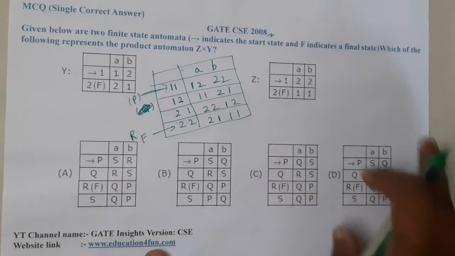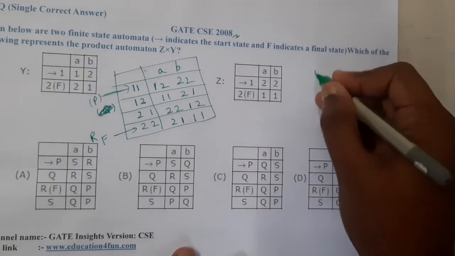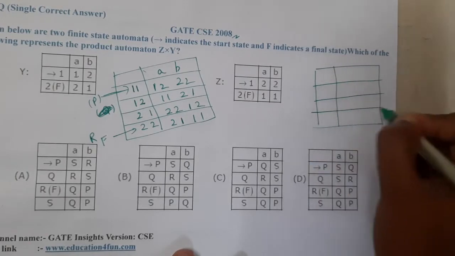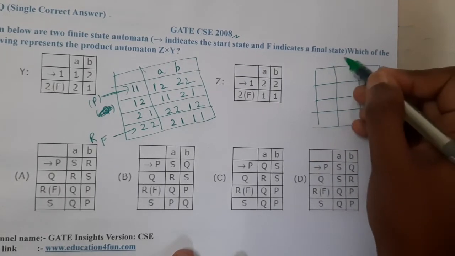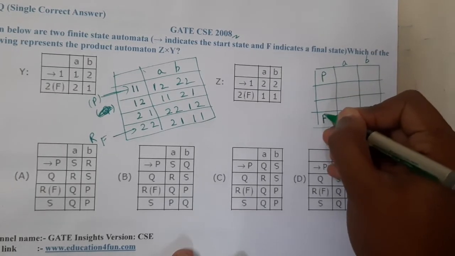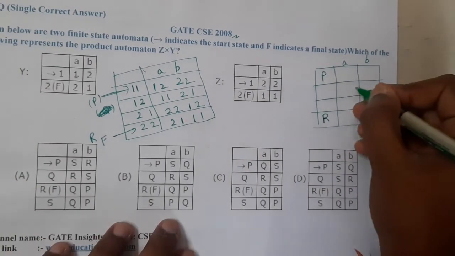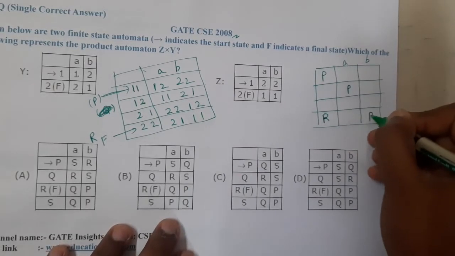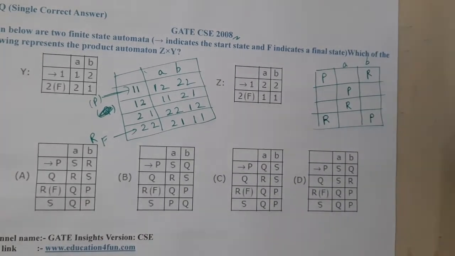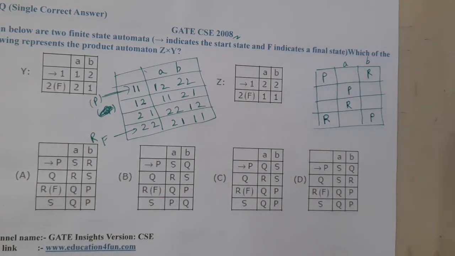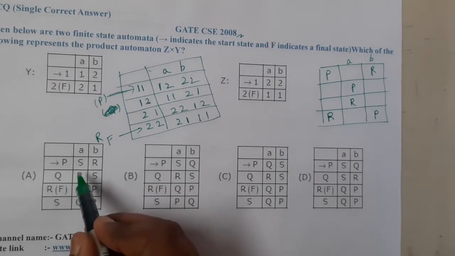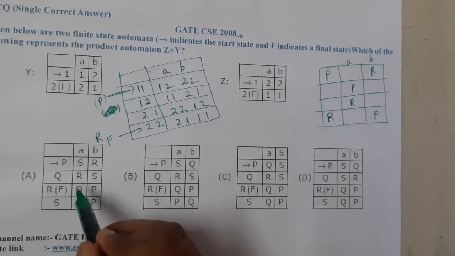Wherever 1 1 is there, let me convert it into that. Let me draw an empty table so that we can fill it, and it will be really easy for us. So this is a P, this is a R. Here I am having a P, here I am having a P. Here I am having a R, here I am having a R. Let us strike off the options which are not having these things. Then all options are wrong.